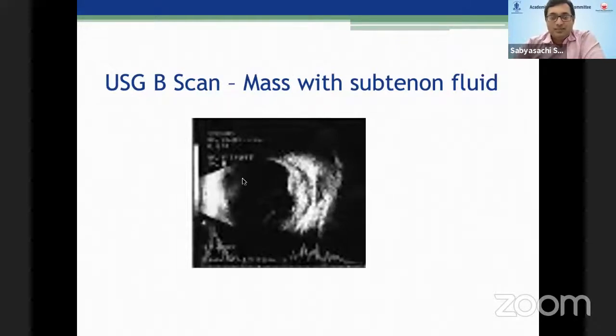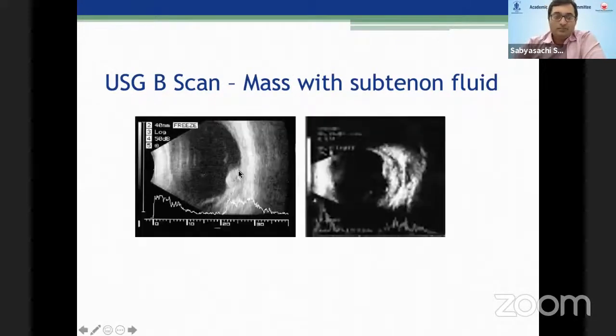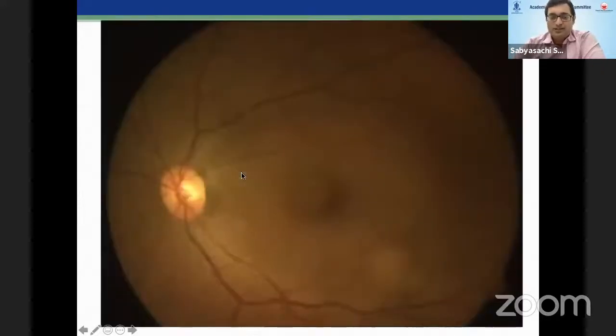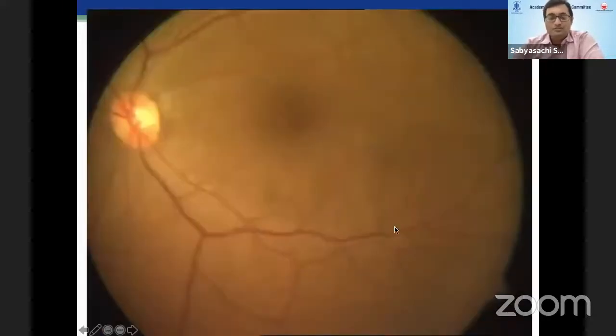This is just to compare. This is how a melanotic melanoma would look like on ultrasound. So we went ahead and gave her high-dose oral steroids at 1 milligram per kilogram of oral prednisolone, and then that was tapered. This is at 1 week, and this is at 1 month. So as you can see, it's almost as if nothing has happened there. It's really melted away very nicely. Vision has, of course, come back to 6/6.